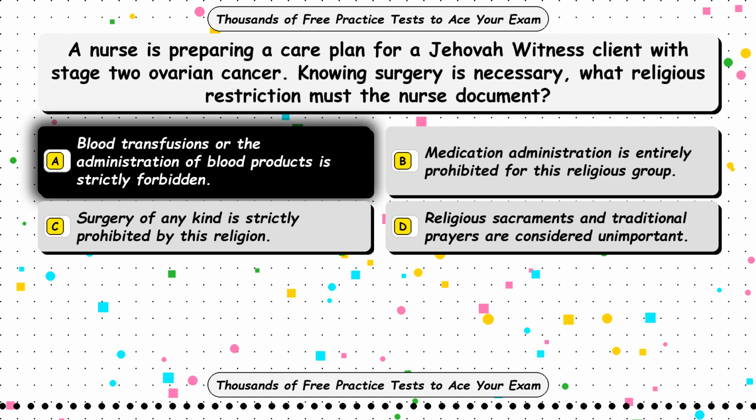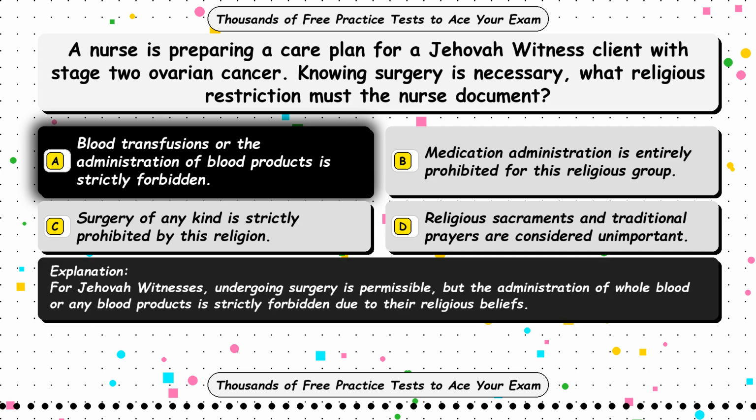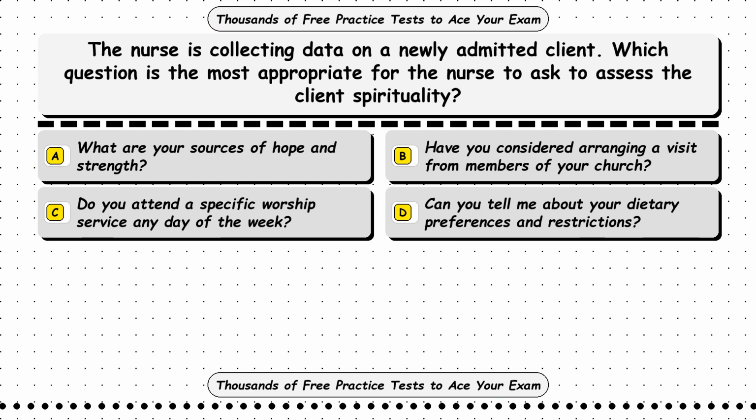The correct answer is option A. Blood transfusions or the administration of blood products is strictly forbidden. For Jehovah's Witnesses, undergoing surgery is permissible, but the administration of whole blood or any blood products is strictly forbidden due to their religious beliefs. Question 14. The nurse is collecting data on a newly admitted client. Which question is the most appropriate for the nurse to ask to assess the client's spirituality?